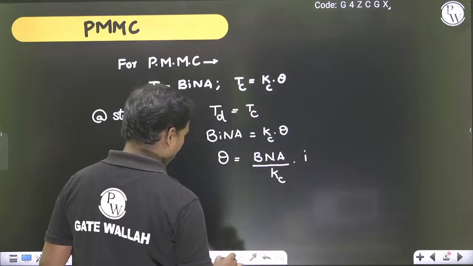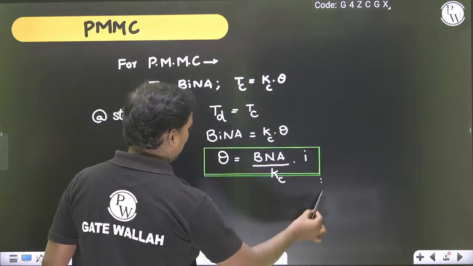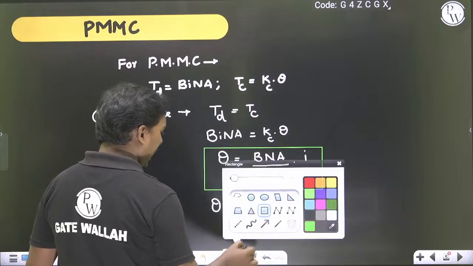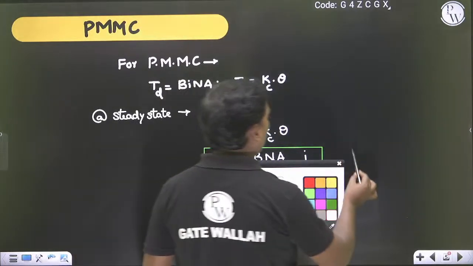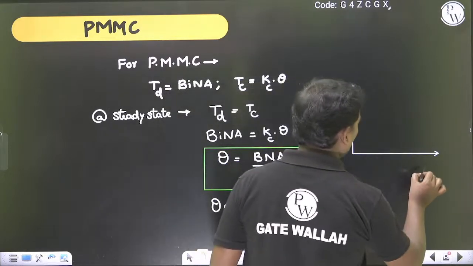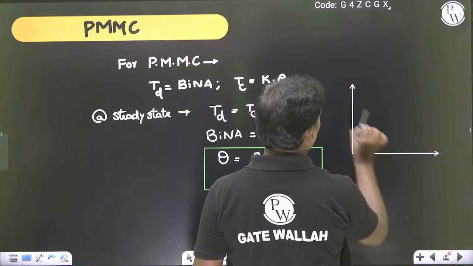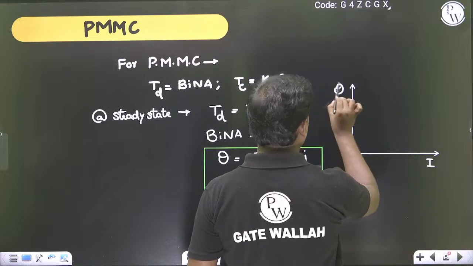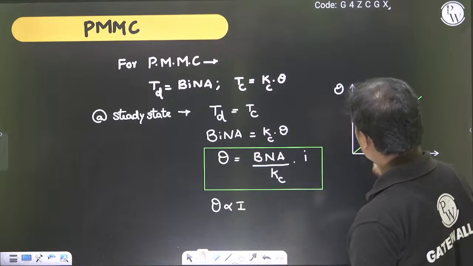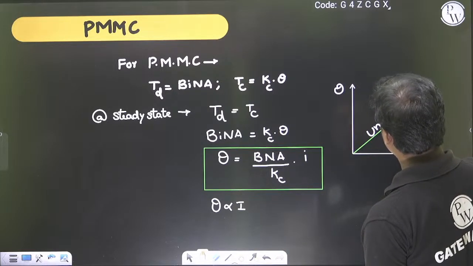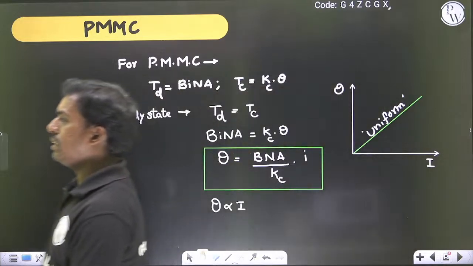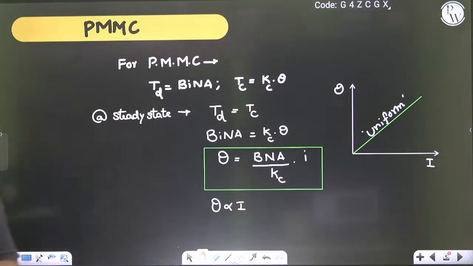So here comes I. Now theta is proportional to I, so the characteristics are linear. If I take the current on the x-axis and the deflection on the y-axis, the characteristics I get are uniform. PMMC is suitable for DC and the characteristics are highly linear.